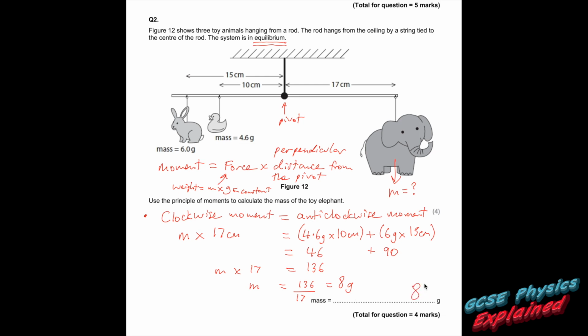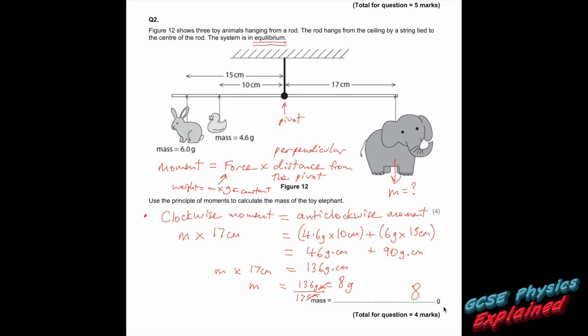Now if you wanted to double check that the units were correct, if I'm multiplying grams by centimetres, that would be 46 grams centimetres. That's grams times by centimetres, so that would be grams centimetres, which means that this here would be grams centimetres. And this 17 was centimetres. So if you're dividing grams centimetres by centimetres, the centimetres is going to cancel out and it's just going to leave the grams. So that's definitely correct.